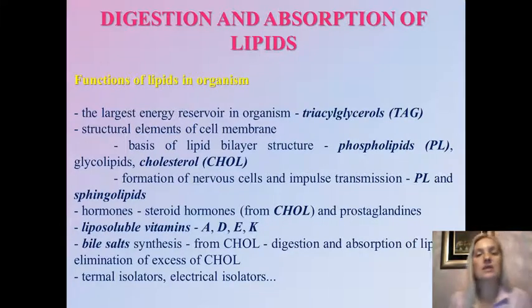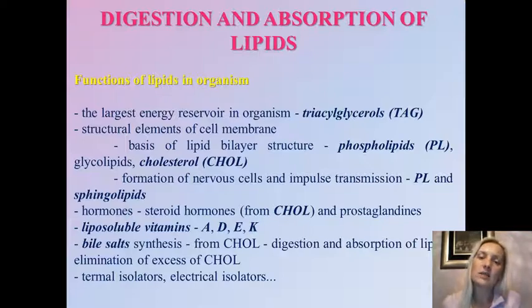So we all know that it's the basis of a lipid bilayer structure of a cell membrane, and actually that bilayer is nothing else than two layers of phospholipids oriented specifically. So the polar heads are oriented to the aqueous medium and non-polar tails towards the central part of the bilayer. We all know that in the structure of the cell membrane, we have cholesterol and some glycolipids incorporated.